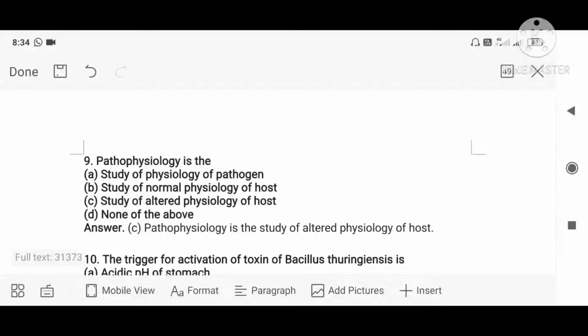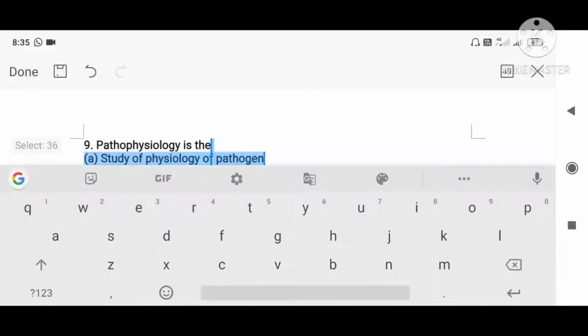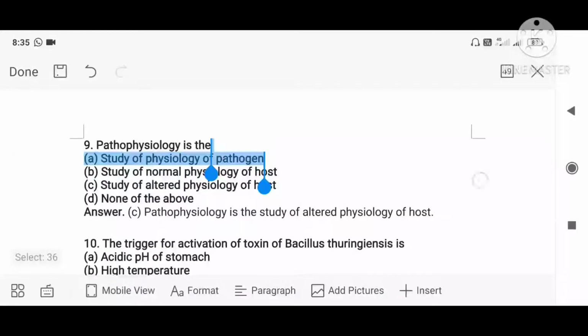I was having my own functions, now my functions are altered because of the entry of a pathogen. They have changed my function, altered my function. So, that one we call what? Pathophysiology, the study of what is that? Altered physiology of the host. Moving on with the next question.